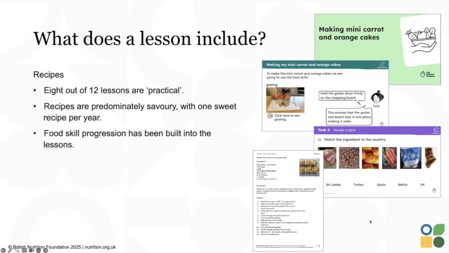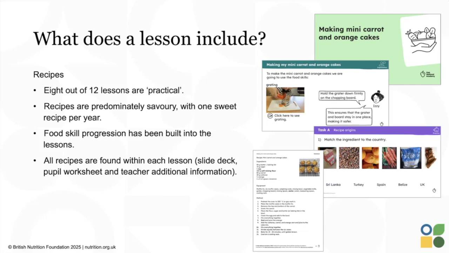So as Roy mentioned, we've got 8 out of the 12 lessons at secondary which are practical. They're predominantly savoury, with 1 sweet recipe per year. So we followed the national curriculum guidance around that. And also what we've done is made sure that we've got food skill progression, which we've built into each of the lessons. So Roy showed you the spreadsheet that covers each of the lessons in year 7, 8 and 9, and he showed you the progression from that.